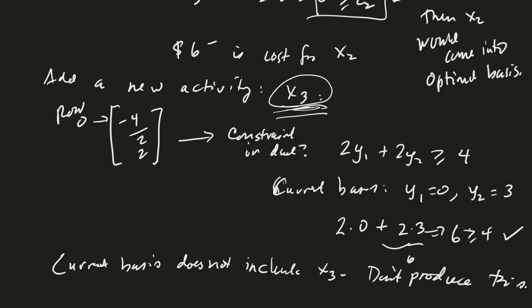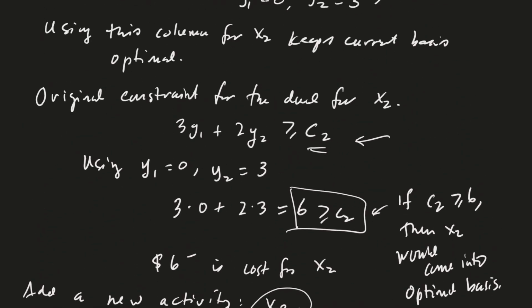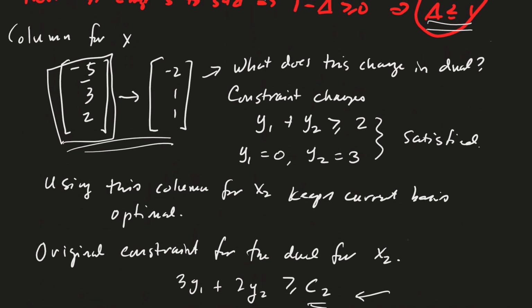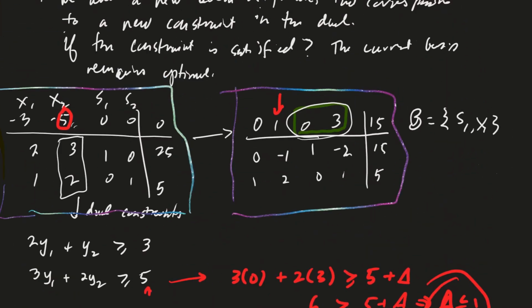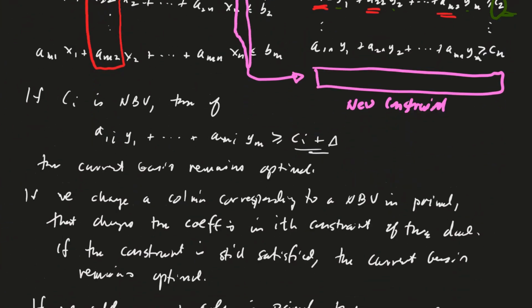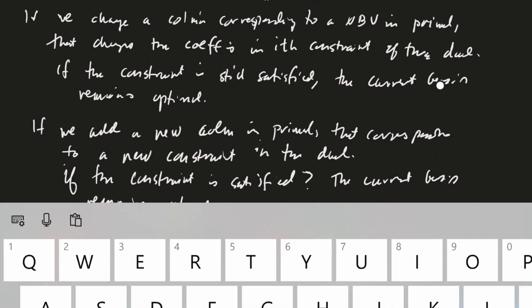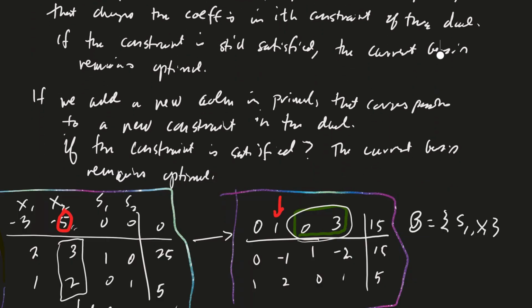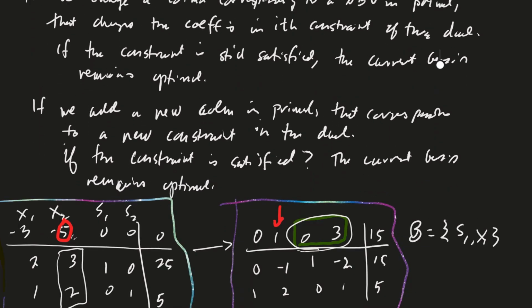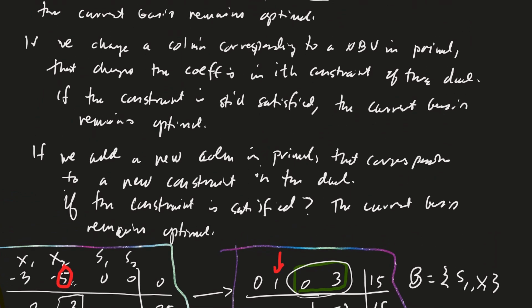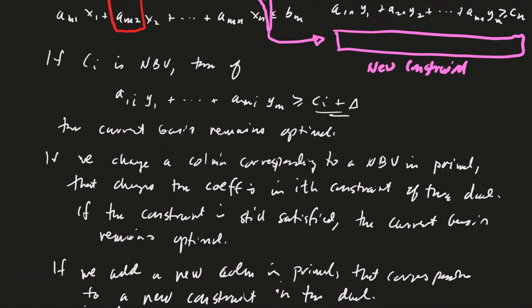And so you can see that I think we've covered all 3 of our cases now. Let's go back to the beginning. If we change a column corresponding to a non-basic variable, or if we add a new column to the primal. Good, I think we have covered everything. There's 1, there's 2, there's 3. Good. That's it for 6.